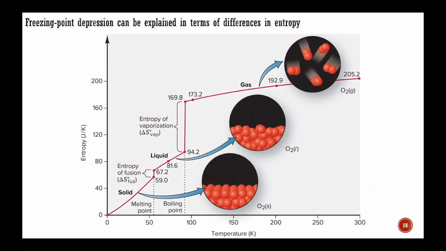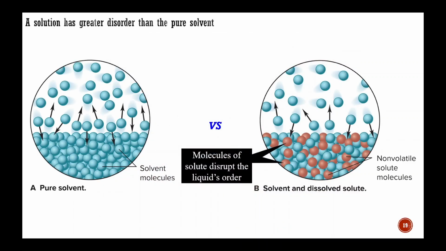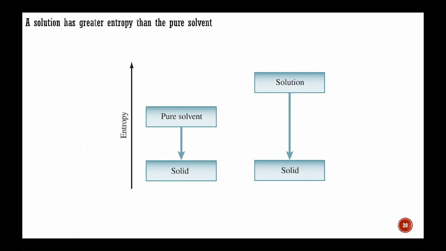Like boiling point elevation, freezing point depression can be explained in terms of differences in entropy or disorder. Freezing involves a transition from the more disordered liquid state to the more ordered solid state. For this to happen, energy must be removed from the system. Since a solution has greater disorder than the solvent, there is a larger difference in entropy between the solution and the solid than between the pure solvent and the solid. This larger difference in entropy means that more energy must be removed for the liquid-solid transition to occur. In other words, the solution freezes at a lower temperature than the pure solvent.